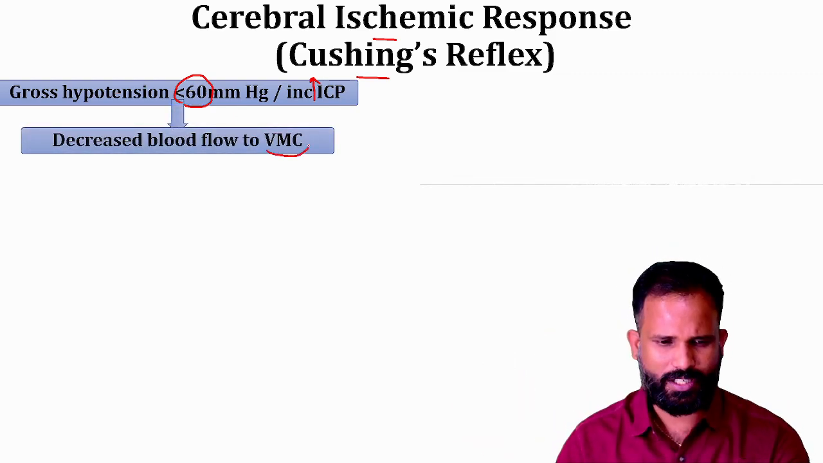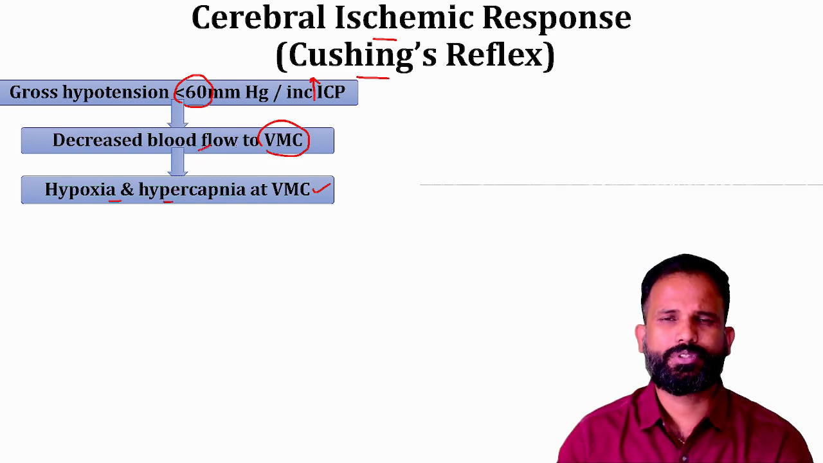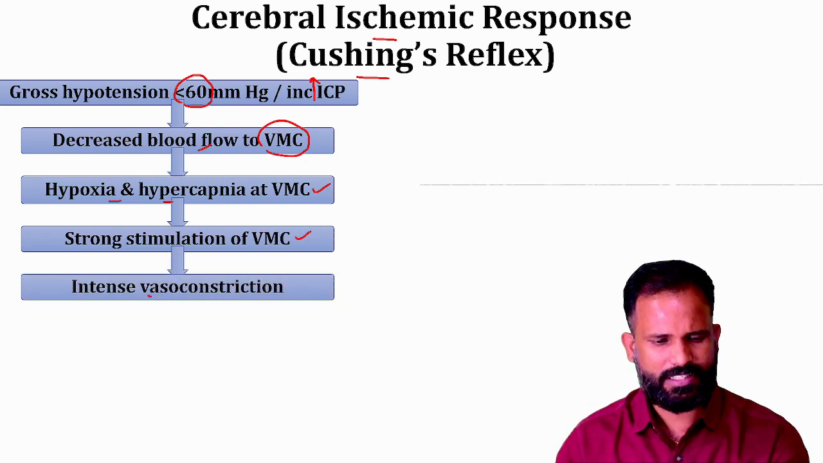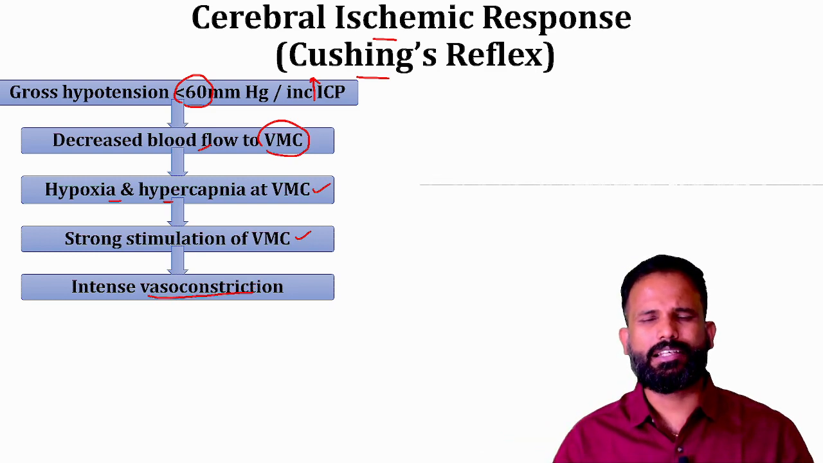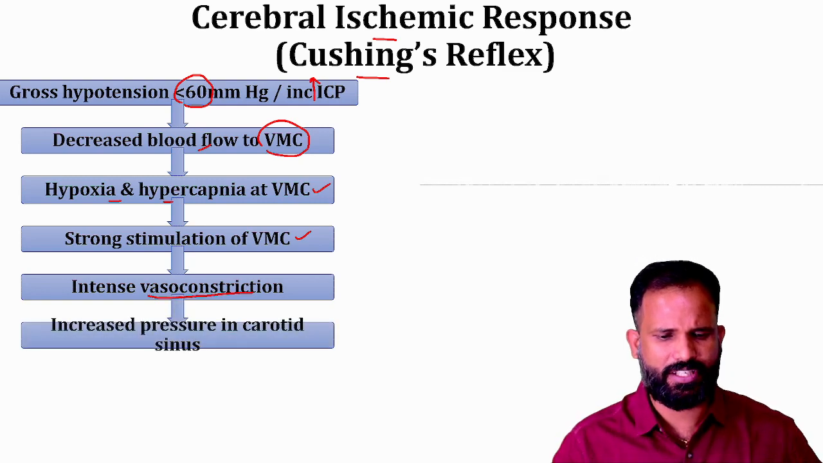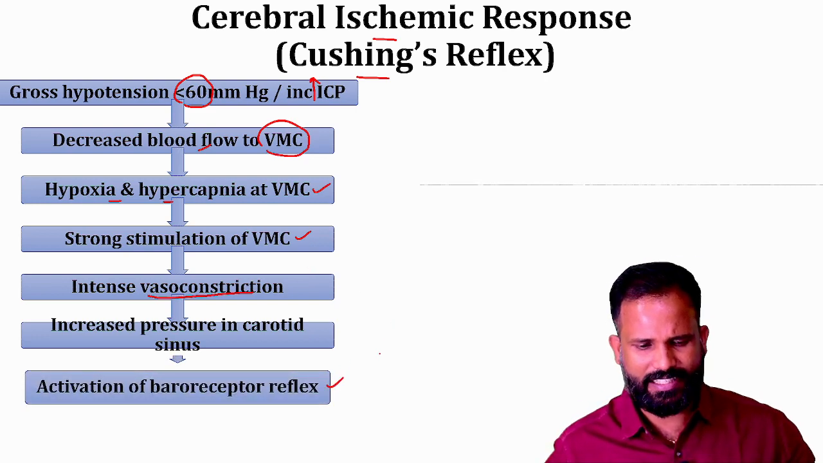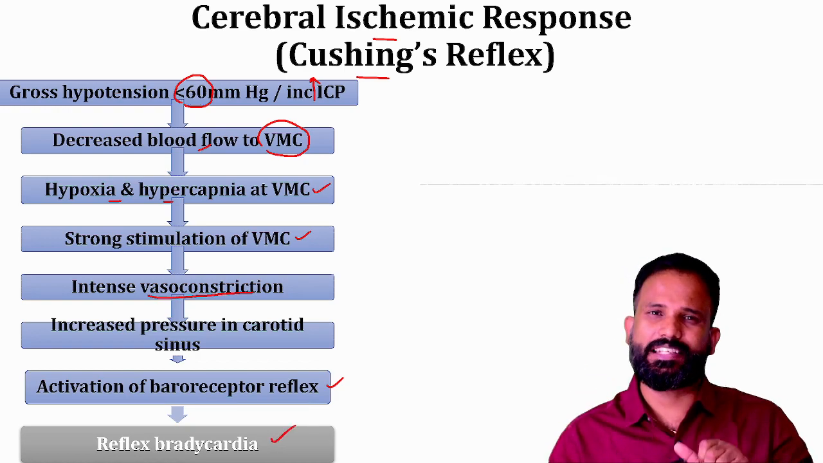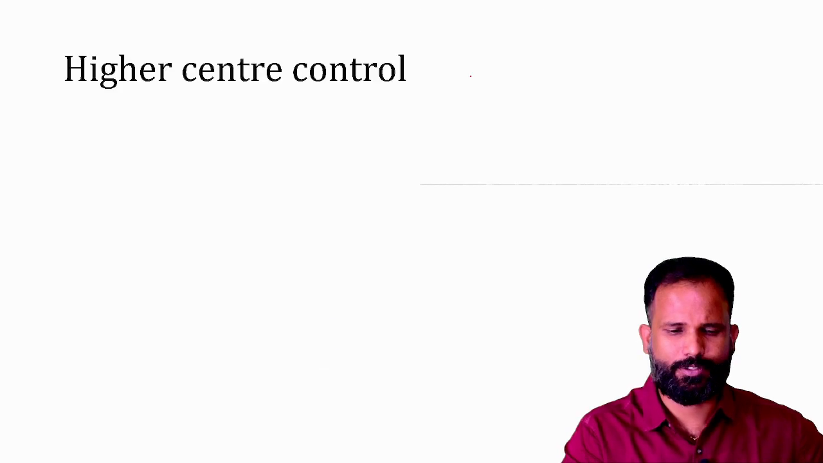So vasomotor center blood flow is reduced. Now direct activation of vasomotor center due to hypoxia and hypercapnia due to decreased blood flow. Then intense stimulation of vasomotor center causes intense vasoconstriction. So all the vessels almost contract, the mean arterial pressure almost rises to 200 mmHg, and compensatorily whenever the pressure is raised, baroreceptor reflex is activated and there is reflex bradycardia. So increased blood pressure with reflex bradycardia is seen in Cushing's reflex or cerebral ischemic response.